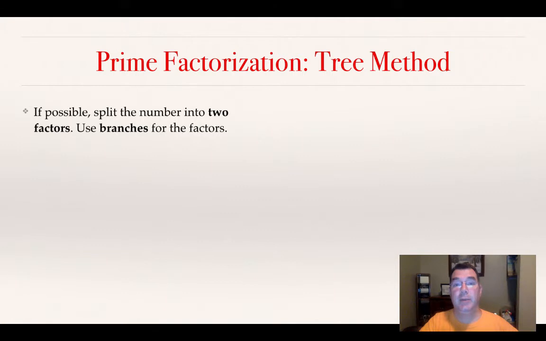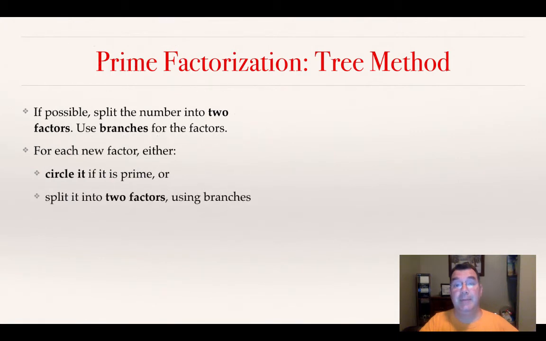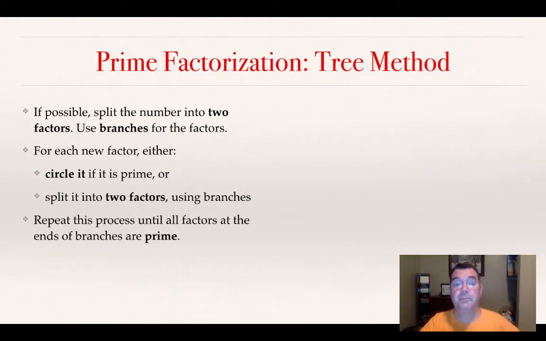You're going to be given a number, and if you can, you're going to split that into two factors, and you're going to use branches for each of the factors. And for each new factor that you create, you're either going to circle it if it's prime and can't be factored anymore, or you're going to split the number into two factors if it can be factored. And you're going to use two more branches for those factors. And you're going to repeat this process until all the factors at the ends of the branches are prime.